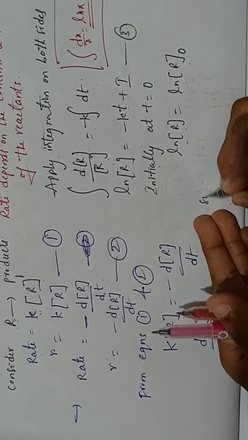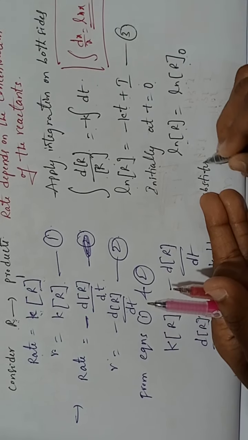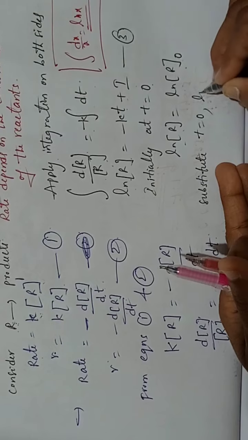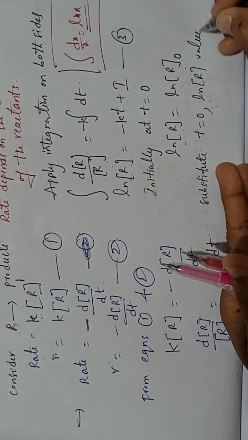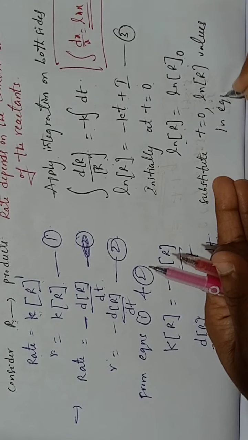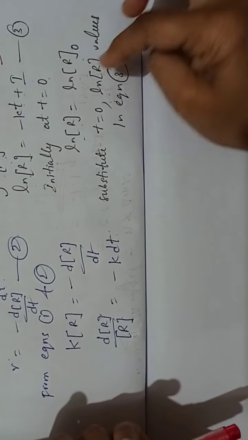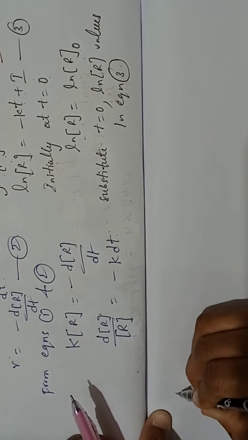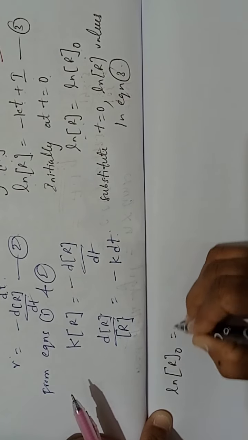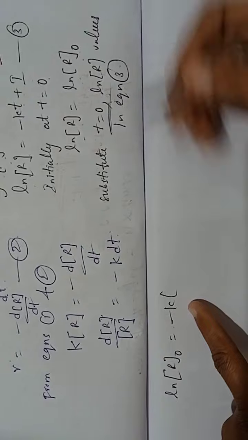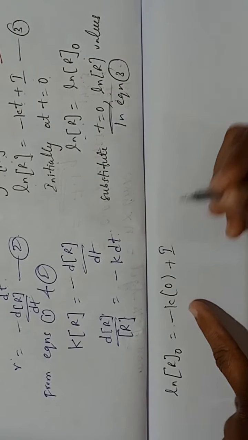So substitute t equal to 0 and the ln r values in equation 3. Clear, students? In equation 3, here in place of ln r, what will we get? Ln r naught, and in place of t, 0. So substitute, what will you get? Ln r naught is equal to minus kt plus I. Minus k into the t value, how much, students? 0.